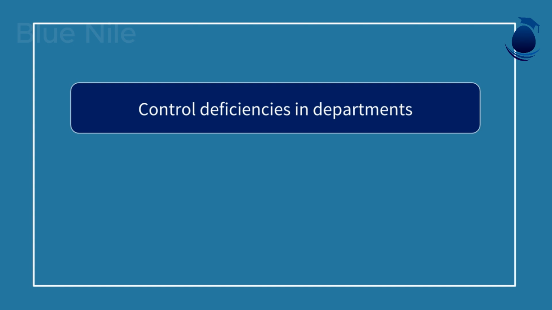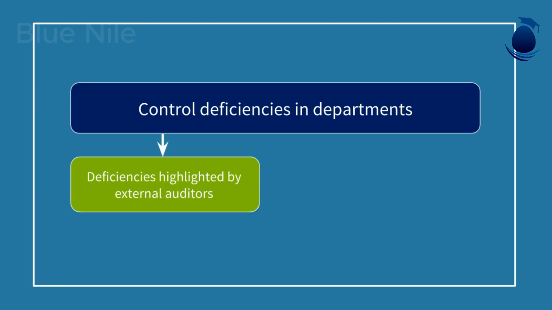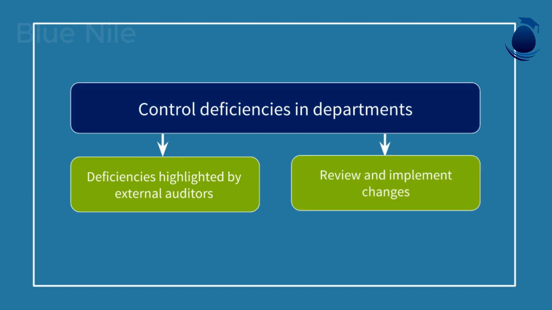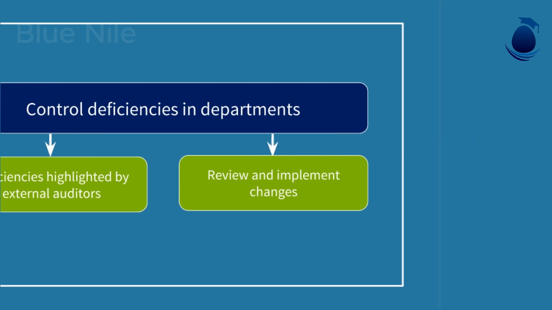Control deficiencies may also be a concern to Sunflower, especially as they have so many sites to review. There may be departments where control deficiencies have been highlighted by the external auditors. Sunflower would then benefit from an internal audit department who can then review and implement changes.